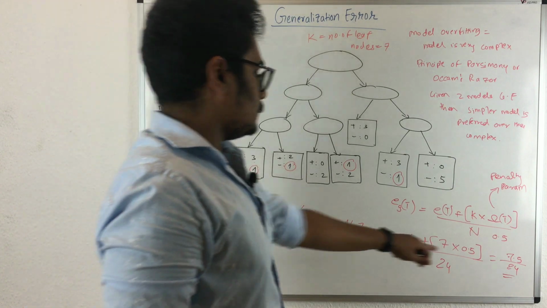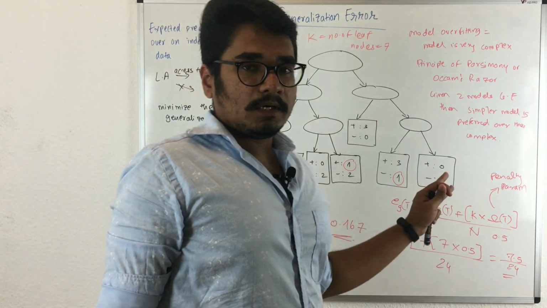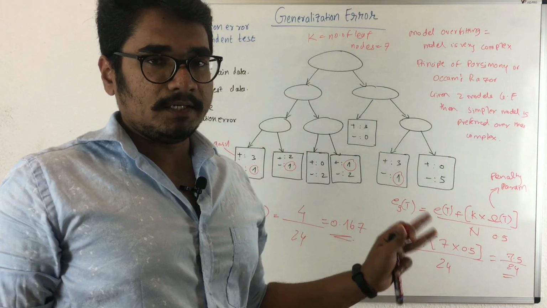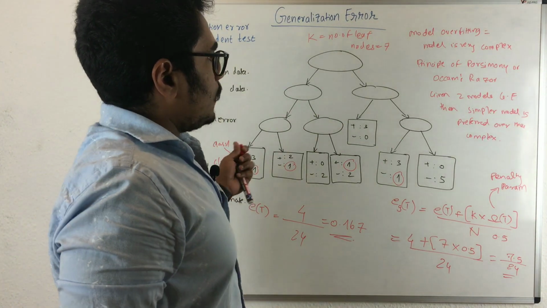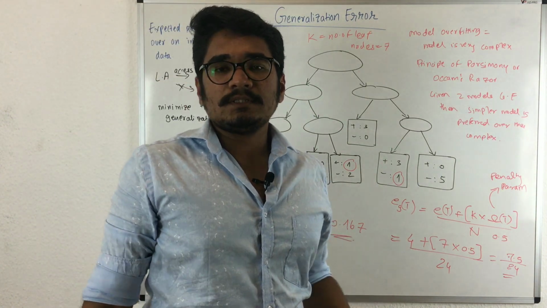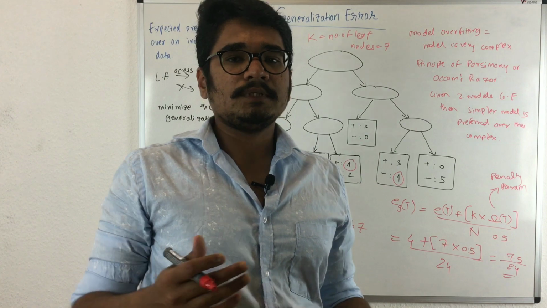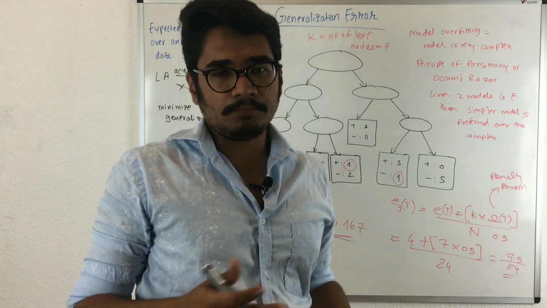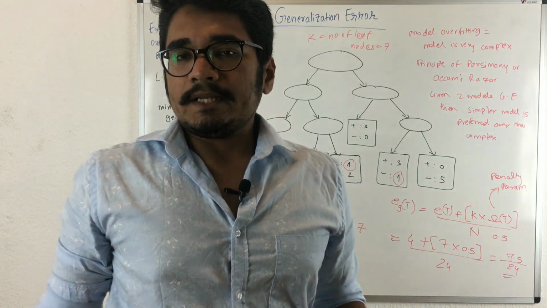So you have these two estimates for estimating the generalization error in decision trees. There is another thing also, the reduced error pruning, that comes in the pruning part, that is pre-pruning and post-pruning. That will be our next video.